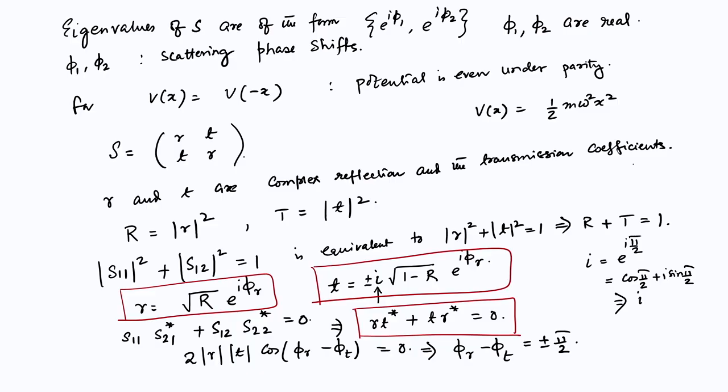Either it will lead or lag, and the transmitted wave will either lead or lag. Okay, now let's take a specific example. Let's take a form which is not too different from what we have talked about. S is equal to R times the identity matrix plus T sigma x, where sigma x is the x component of the Pauli matrix, which is written as 0, 1, 1, 0. So this is almost the same as what you have seen earlier.